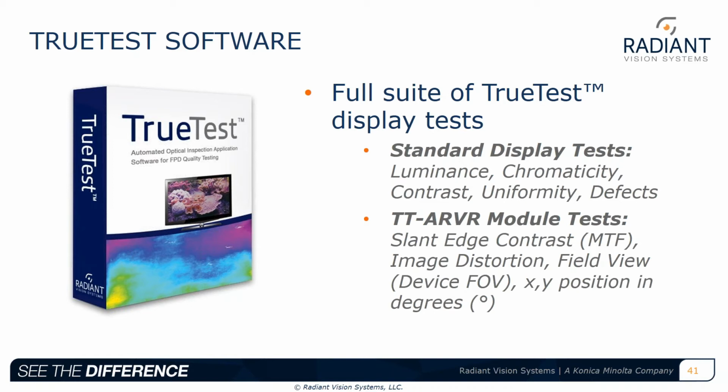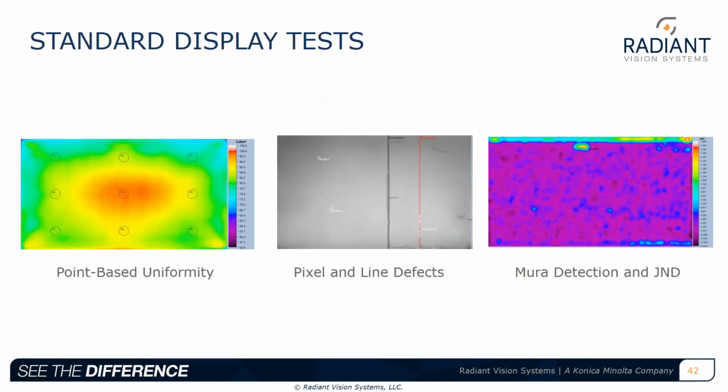So when you're looking at a virtual image that's focused at infinity, we can't really indicate where a pixel is in meters or centimeters. We really need to report that in degrees. These are just examples of some of the standard display tests available in TrueTest. ANSI brightness, point-based uniformity. We can look for pixel line defects, mirror defects, J&D.